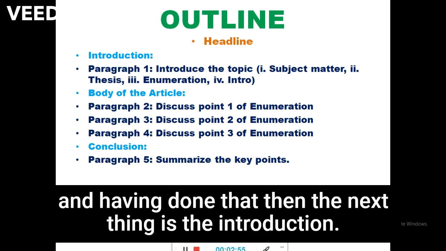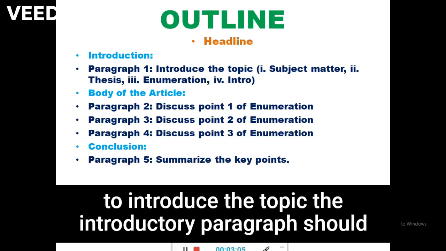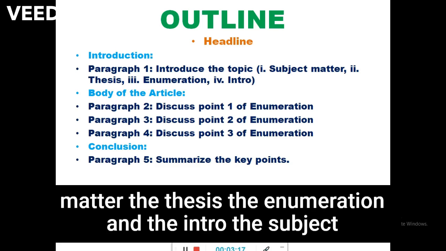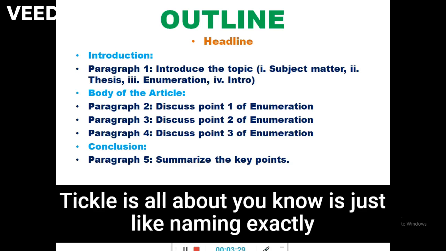And having done that, then the next thing is the introduction. Your introduction is the first paragraph, and it is meant to introduce the topic. The introductory paragraph should contain at least 4 essential ingredients, namely the subject matter, the thesis, the enumeration, and the intro. The subject matter gives the main idea of what the article is all about.